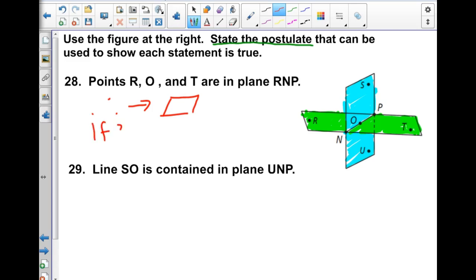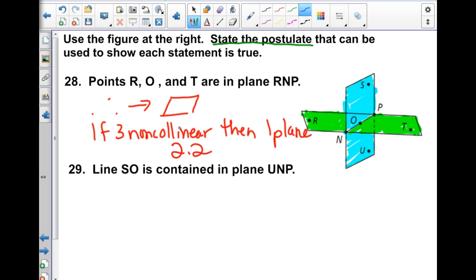It says if three non-collinear points, then you get one plane. I can take the number or I can take this statement. Which one is it? Can somebody find that and please tell me what postulate number it is? If you're going to use that sheet and you want to write that down, it's 2 point. Again, if you just write if three non-collinear points, then you get one plane, that's fine.